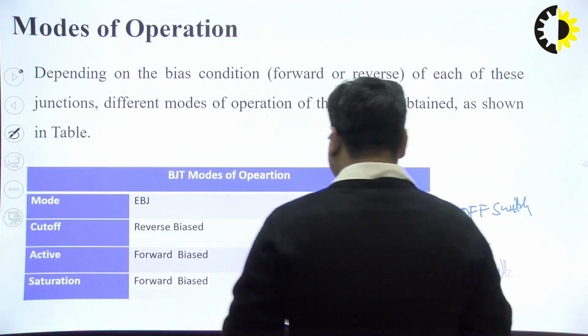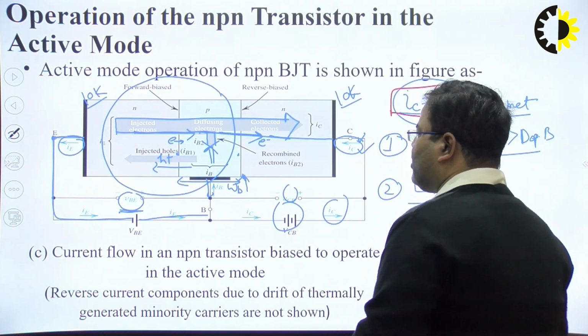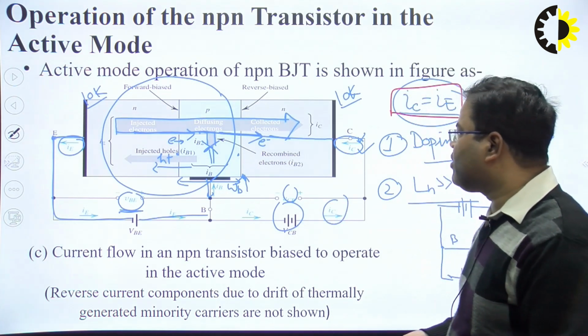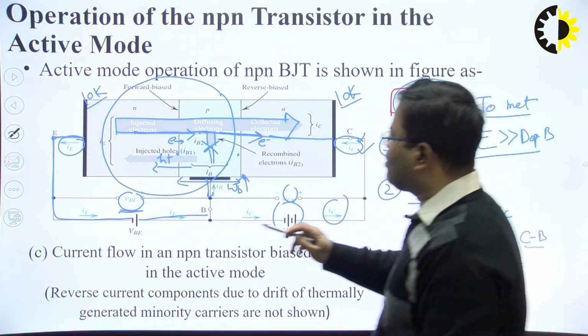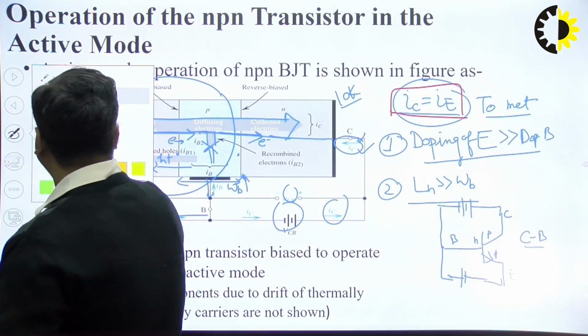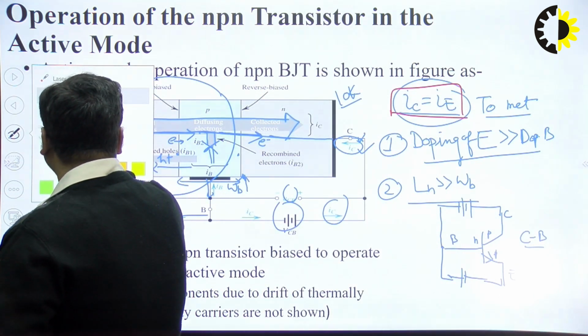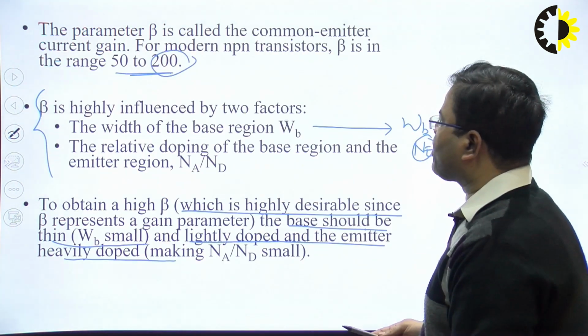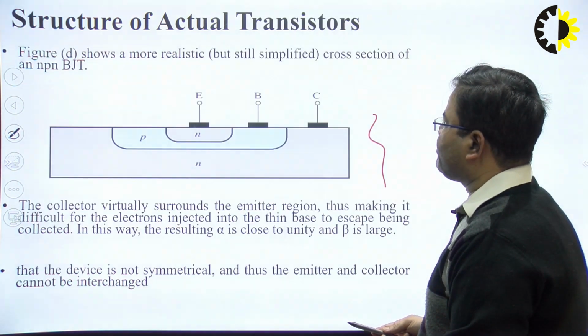Now, another mode of operation of BJT is saturation mode. Saturation mode is obtained when both the junctions are made forward biased. So, today we are going to discuss saturation mode operation.